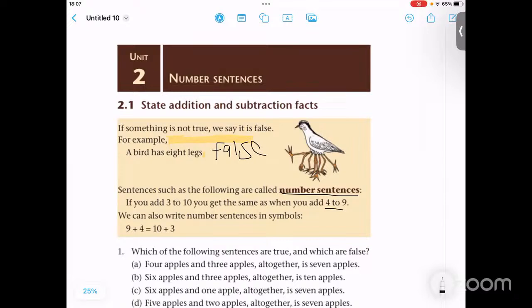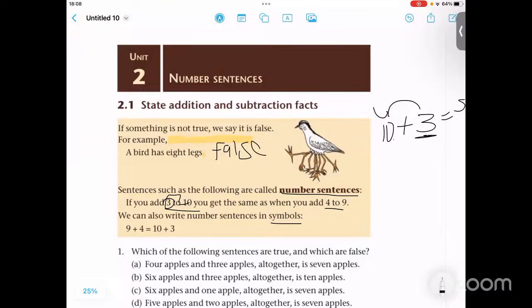So the number sentence, as an example given below, they say if you add 3 to 10, you get the same as when you add 4 to 9. So in this case, we are having 3 being added to 10. It can also be written as 10 plus 3, because we are adding 3 to 10, and then we're going to get a total.